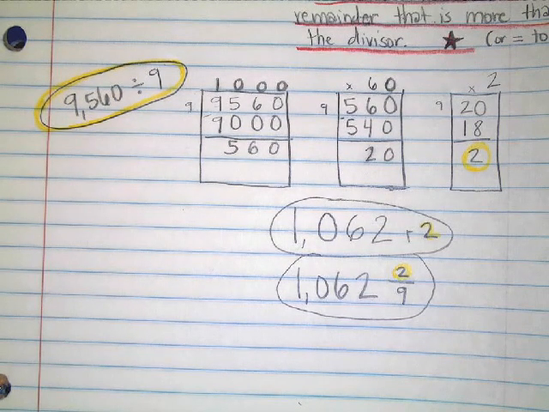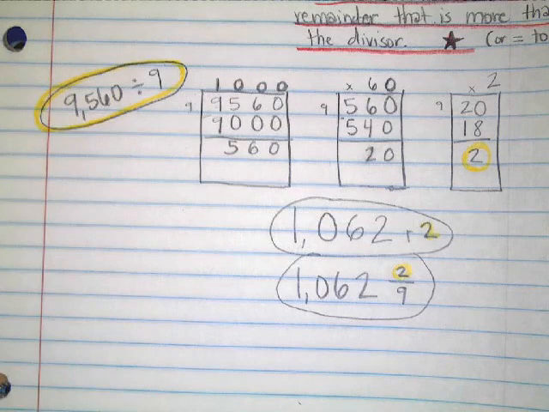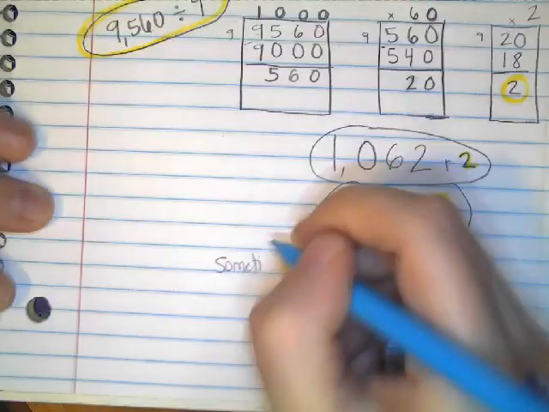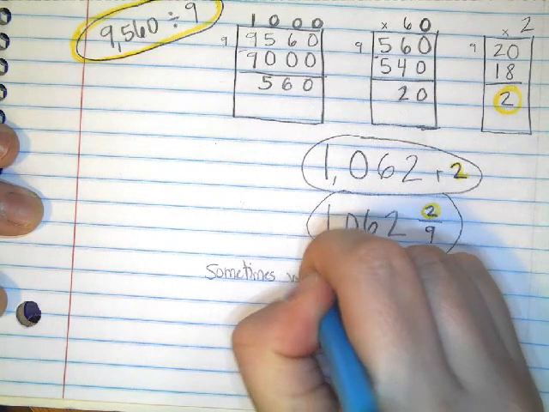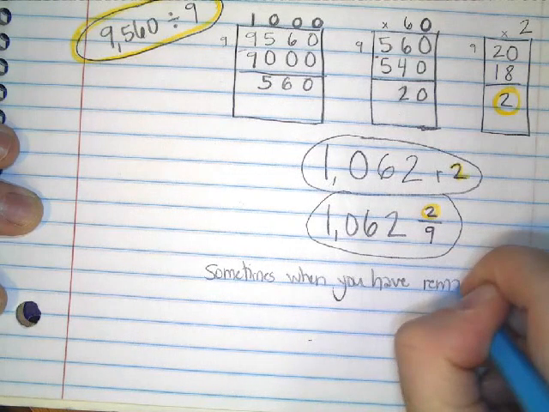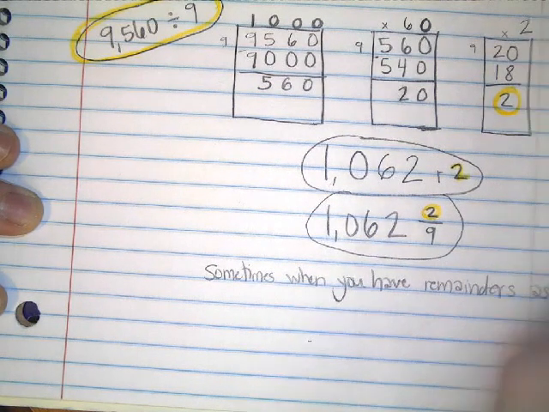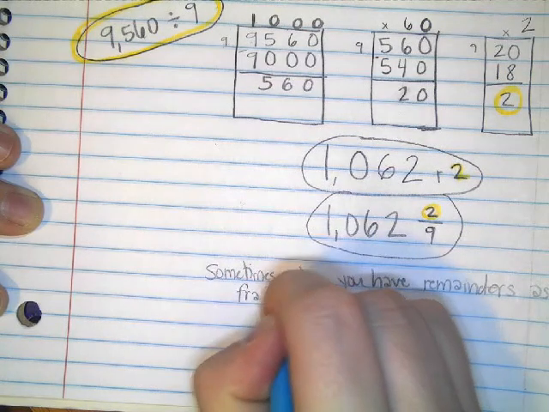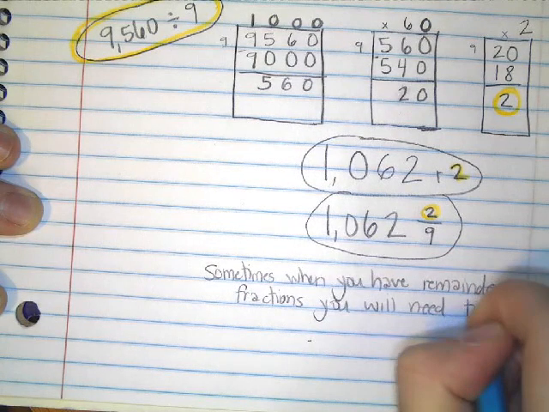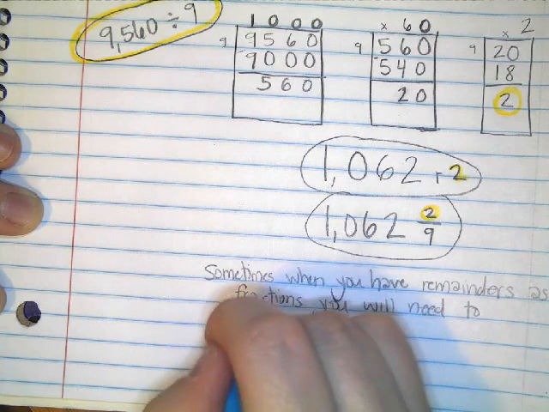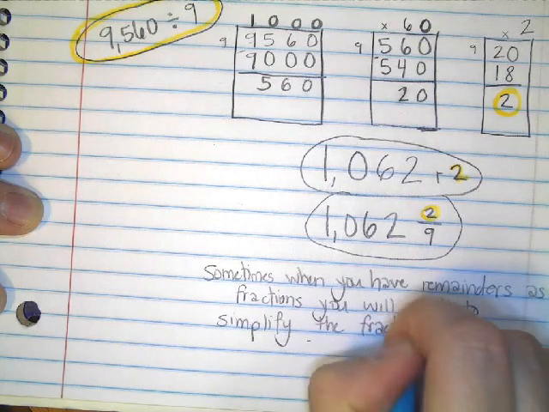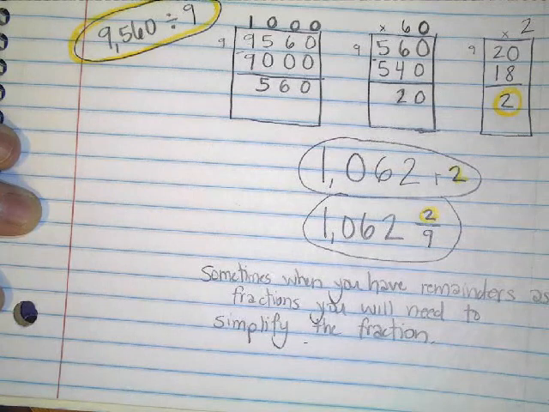It's a pretty fun way to do division when you have remainders. I actually really like remainders. In both of these, we didn't have to simplify the fraction. Sometimes you'll need to simplify the fraction. So let's write that underneath here. Sometimes when you have remainders as fractions, you will need to simplify the fraction.